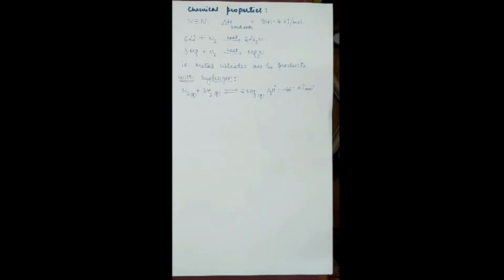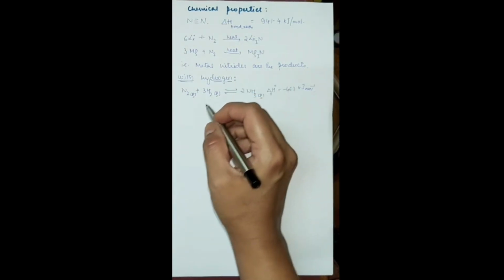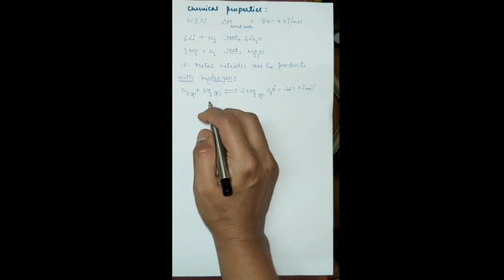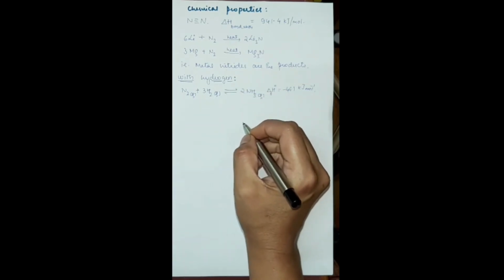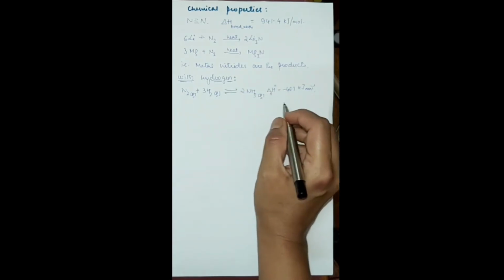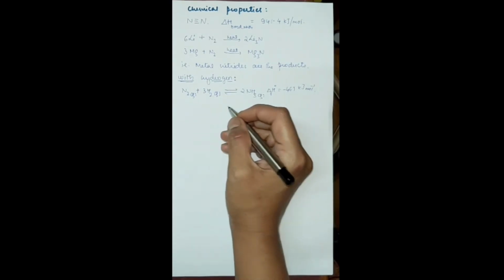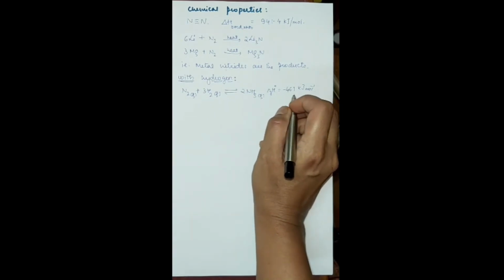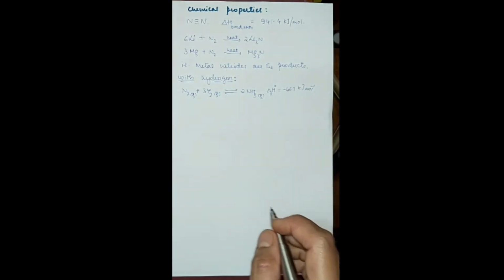One more very important reaction is dinitrogen with hydrogen. Here, dinitrogen combines with hydrogen at about 773 Kelvin in presence of a catalyst to form ammonia. This is known as Haber's process. Here the enthalpy of formation of the compound is minus 46.1 kilojoules per mole.